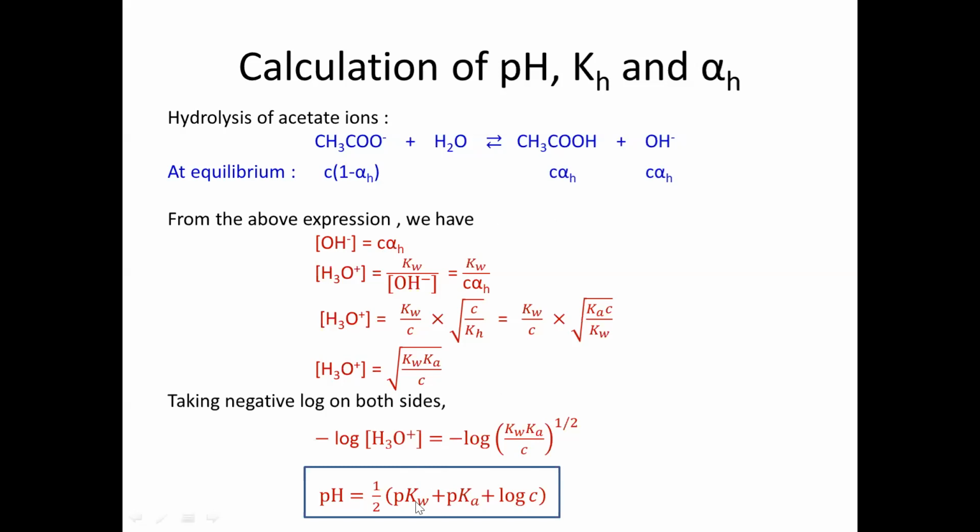So we know that pKw is equal to 14, pKa for acetic acid is 4.75. So you just have to use the value of the concentration of the salt to obtain the expression for pH. So this is a straight method to calculate pH once you know the pKa and log C.